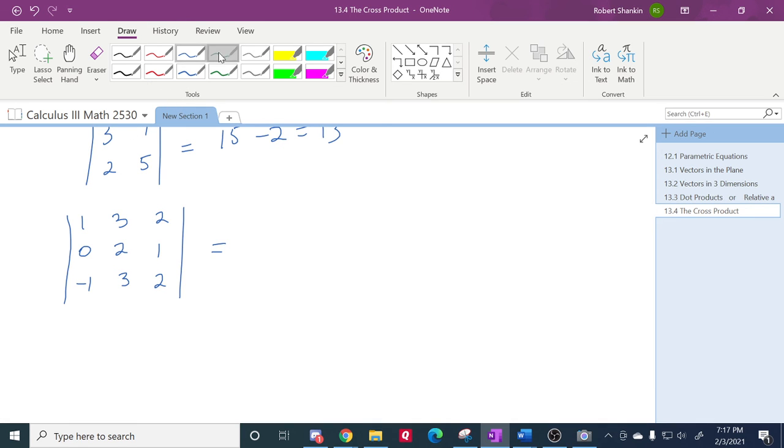Now if I move along this top row, you pick the first element in the row, 1 times the 2 by 2 matrix that will result from eliminating the row and column of this element that you just picked. So I use the 1 and I eliminate its column and its row, and I'm left with this 2 by 2.